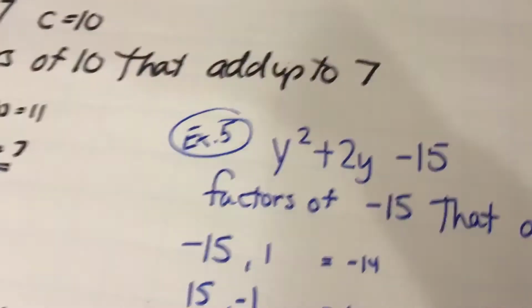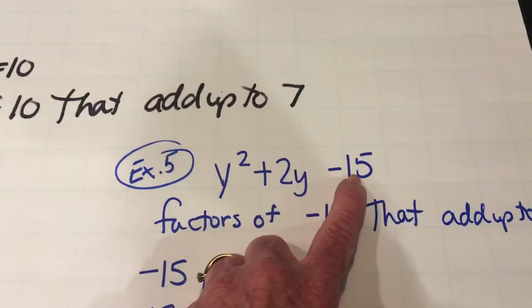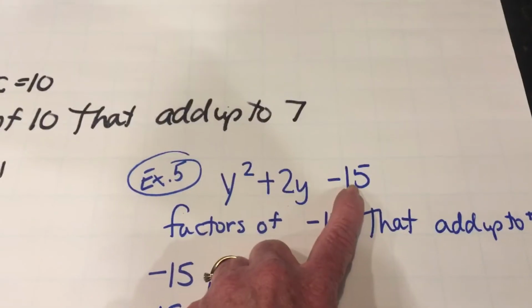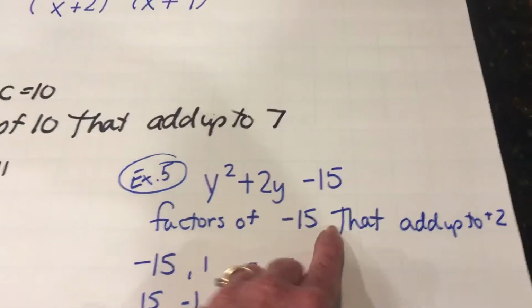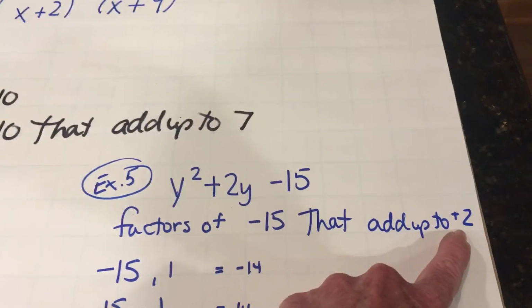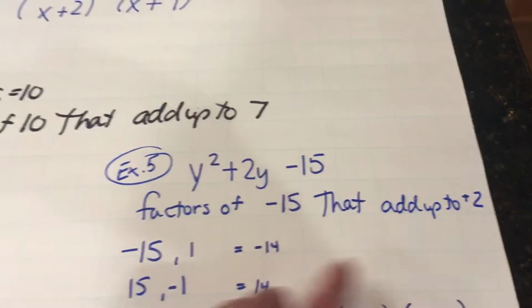Okay, some more examples. Now our C term is going to be negative. This puts a little bit of a different spin on it. We're still looking for the factors of our C term, negative 15, that add up to our B term, which is positive 2. So what multiplies together to give me negative 15?